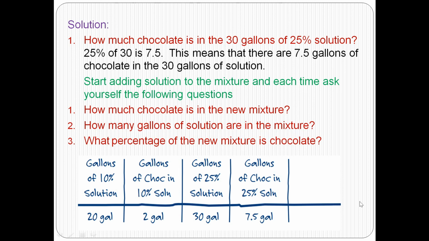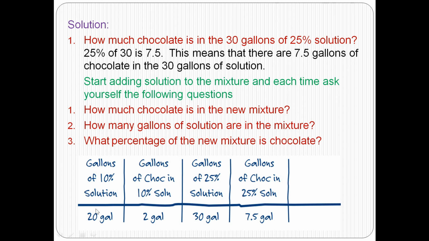So let's make a table. So this is our cap. We know that the amount of gallons of the 25% solution is 30 gallons. We also know that of those 30 gallons, 7.5 gallons of them is pure chocolate. So this is pure chocolate, and this is the mix. And we need to keep adding from the 10% solution until we have 15%.